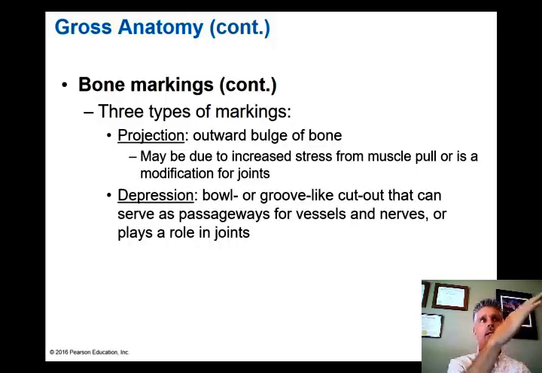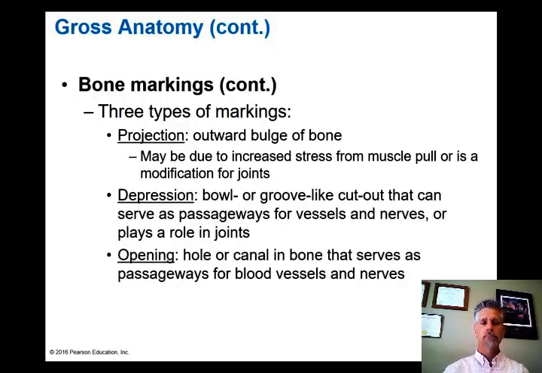They can be very steep depressions like a bowl, or very shallow depressions, but oftentimes a muscle will lay in that particular area, or maybe it's a passageway for a nerve or a tendon to cut through or something like that. And then we have openings, actual holes, and this is where a blood vessel is going to go through the bone, or a nerve is going to go through the bone instead.